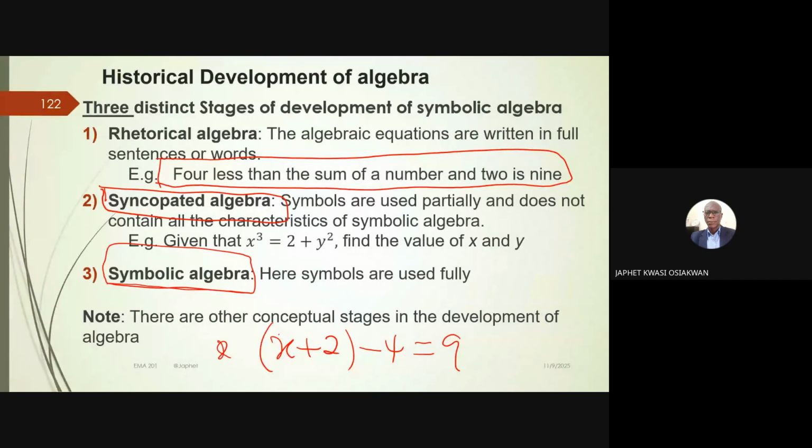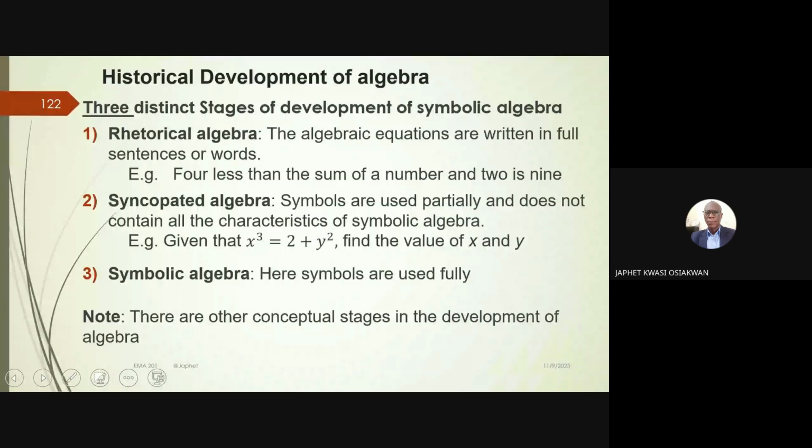The symbols are used partially and do not contain all the characters of the symbolic algebra. For example, x cubed is equal to 2 plus y squared is syncopated. We are now in the symbolic algebra, where we have fully developed symbols, like what we have here. So maybe at your leisure, sit down and see whether you have any other means of solving this apart from trial and error.